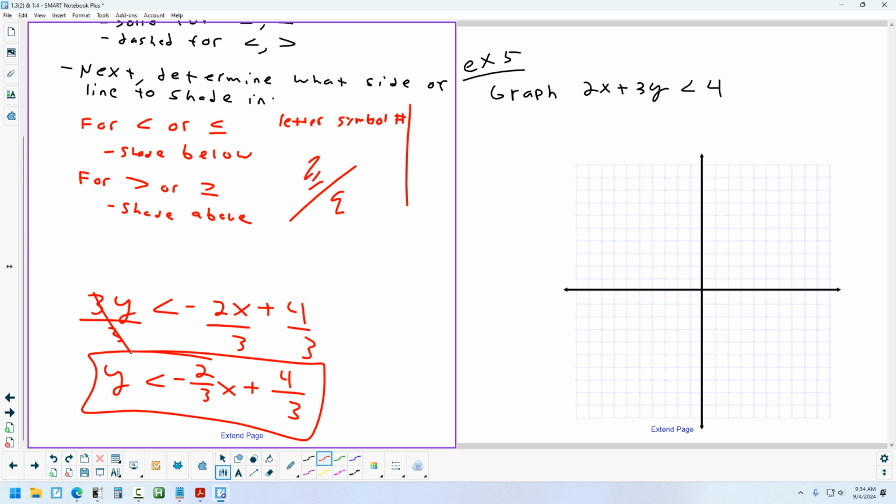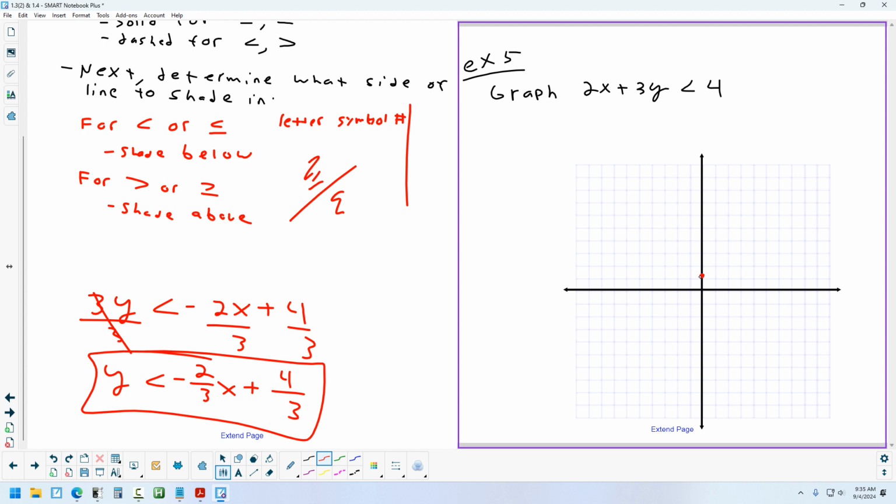Well, James, what's the first thing we do to graph that? Mark the y-intercept. Yep. So it might be easier to think about it as a mixed number. What's 4/3? 1 1/3. Okay, so we're going to put our y-intercept at 1 1/3. Just kind of an estimate.